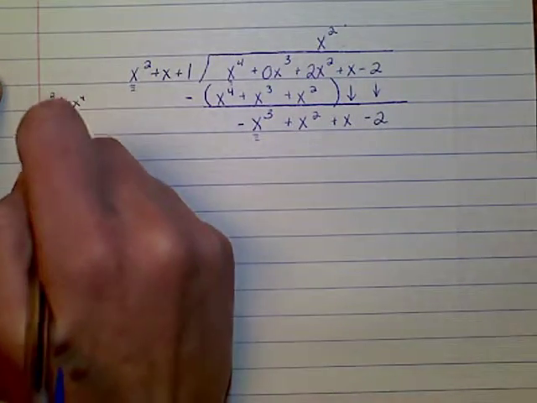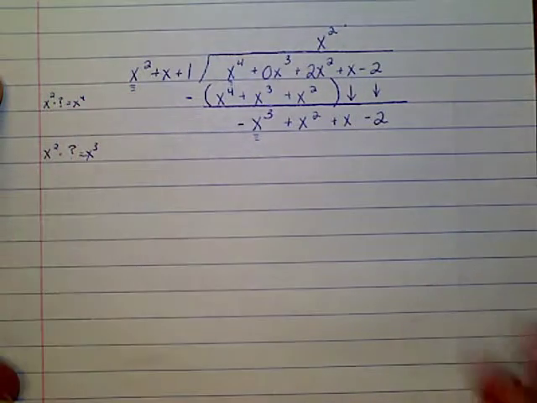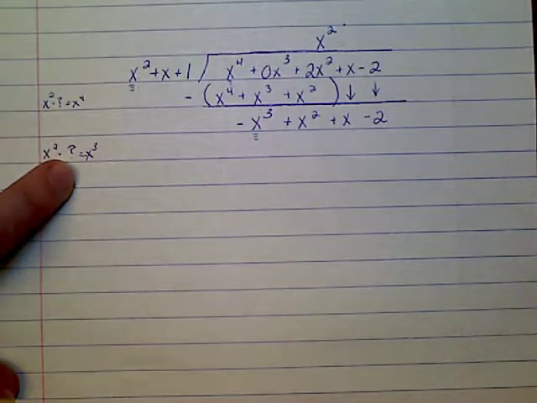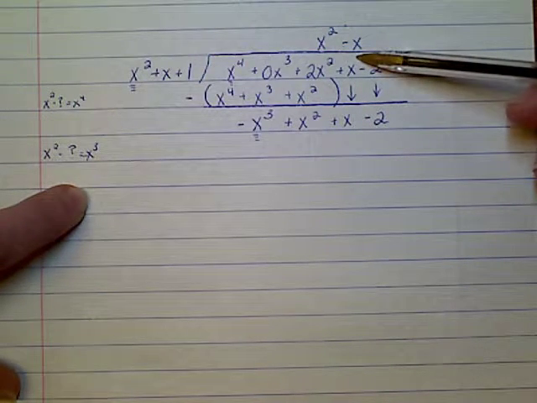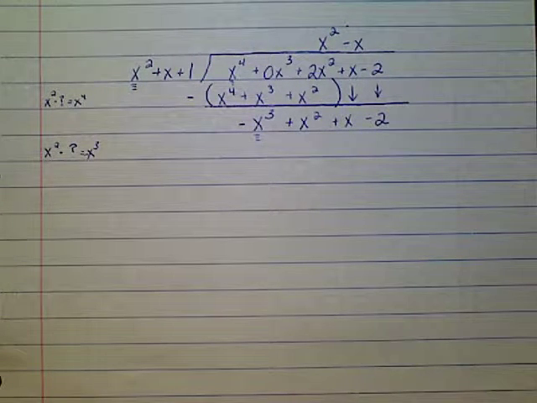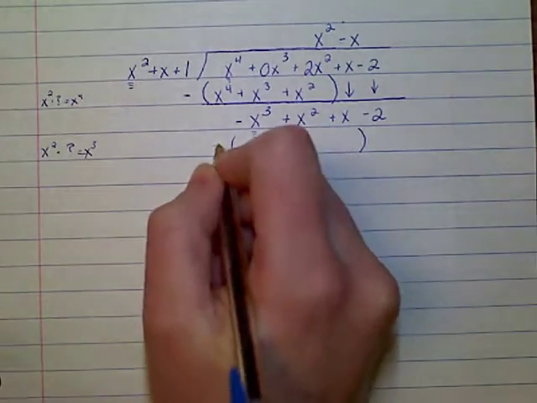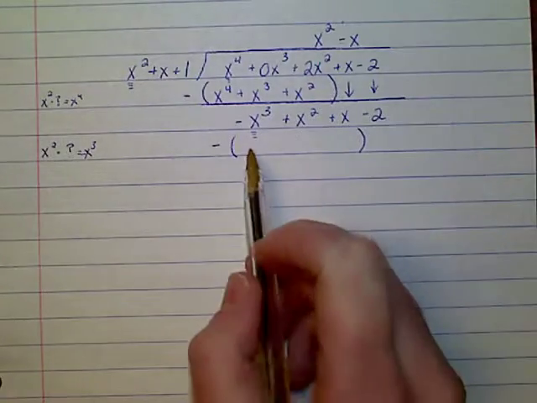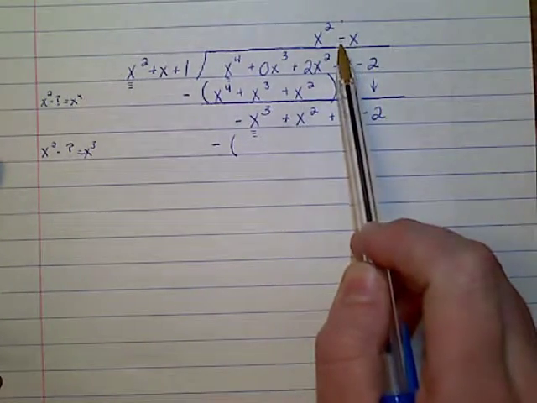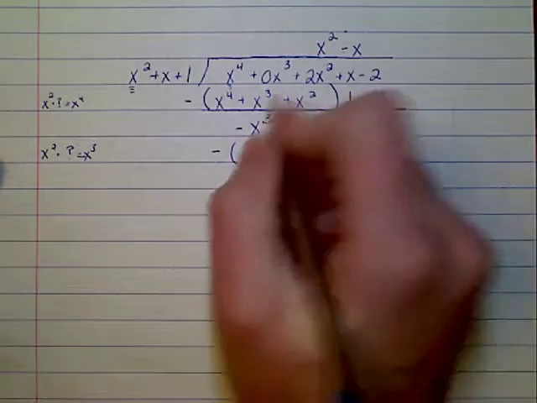X squared times what gets me negative x cubed? X squared times what gets me negative x cubed? That would have to be a negative x. And again, I'm writing that right over the x term. So, repeat that process. Make your parentheses go all the way out to the x term. You're going to subtract something away from what's above it. And what goes in here is determined by you taking negative x, the answer you just wrote, and multiplying it by every term of the divisor.